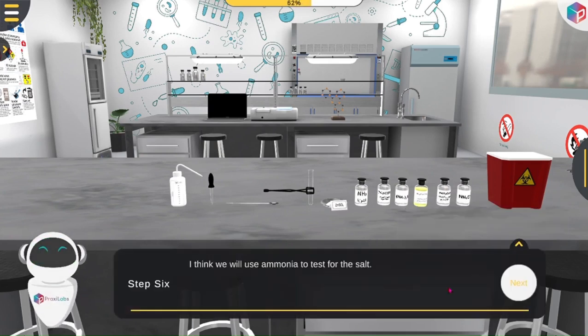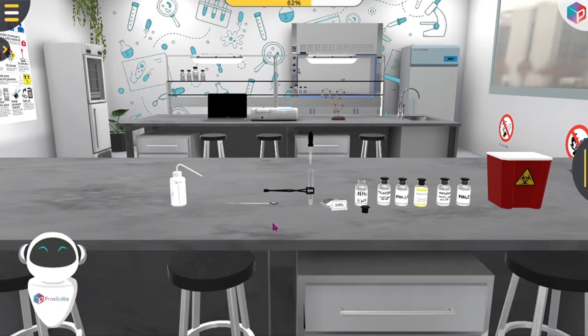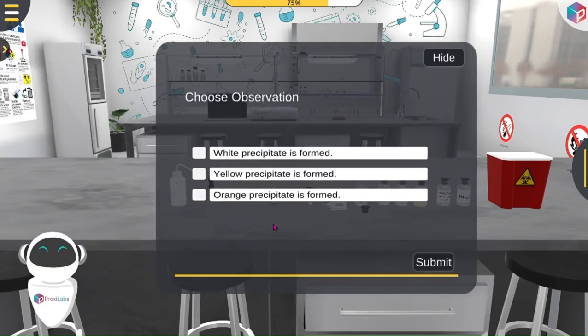Step 6. We will use ammonia to test for the salt. Put a small amount of the salt in a test tube by spatula. Then add from 1 to 2 milliliters of water. Then shake the test tube well. Then add drops of ammonia solution. Observation: white precipitate is formed.